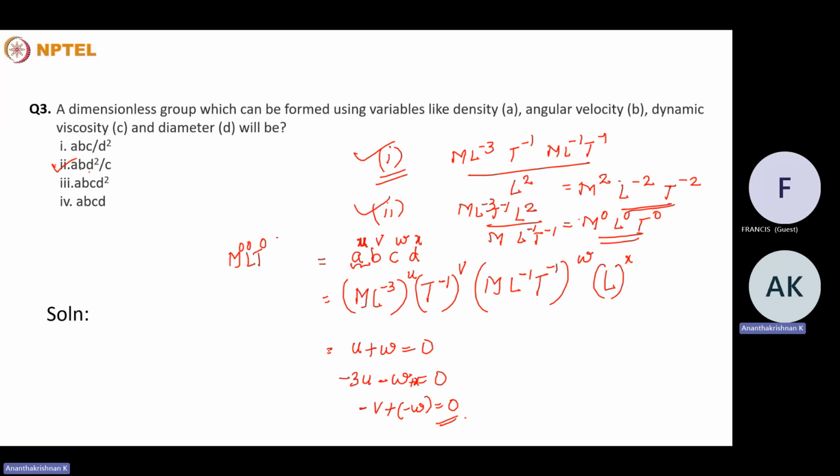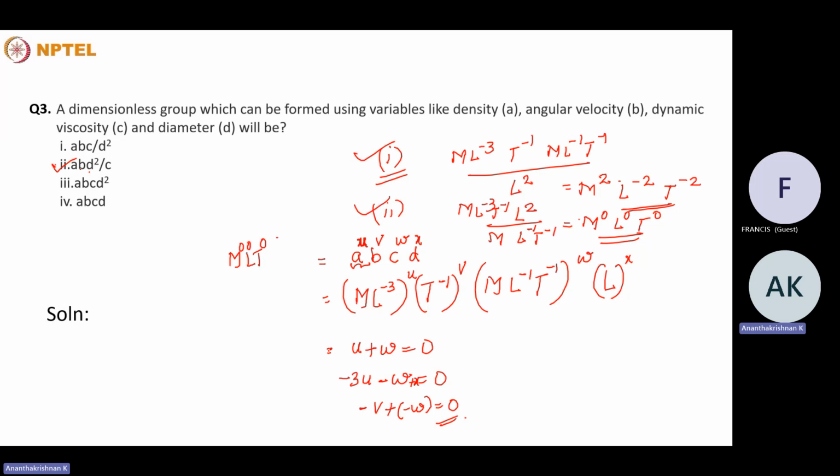There are multiple ways by which we can solve it. In this particular problem, for example, the power of C is minus 1, and the power of C corresponds to V. So if you substitute V equal to 1, W will be getting it as 1 itself.